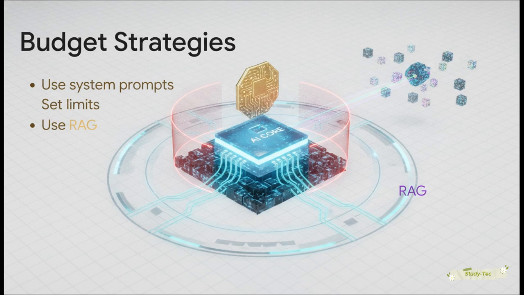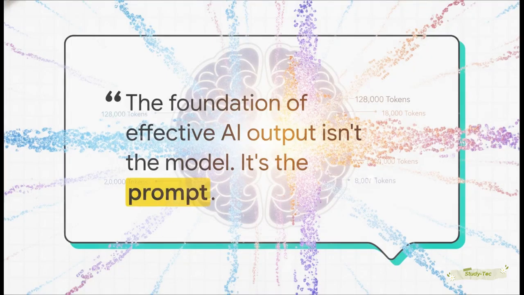And finally, use RAG, Retrieval Augmented Generation. Instead of stuffing your window full of static text and hitting that murky middle, RAG lets the AI dynamically grab only the exact external data it needs right when it needs it. Look, the whole thing is perfectly summarized by this one insight. The foundation of effective AI output isn't the model, it's the prompt. Whether you're messing around with an 8,000 token model or a 128,000 token beast, mastering these fundamental building blocks, knowing how tokens work, how the math scatters, and how to rigorously manage your memory budget, that is the true secret to unlocking reliable, consistent AI.